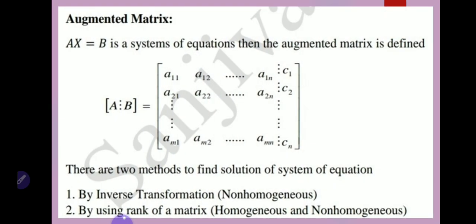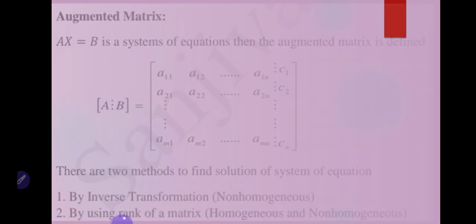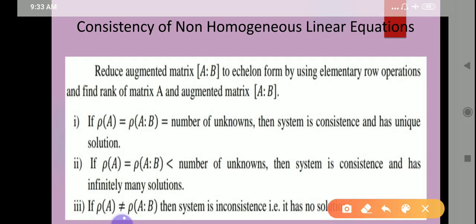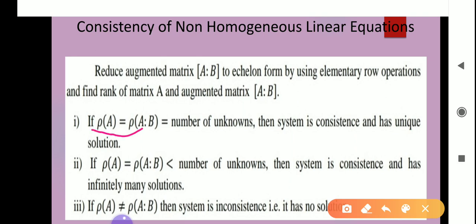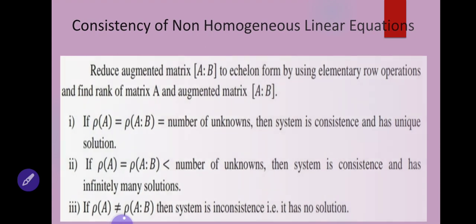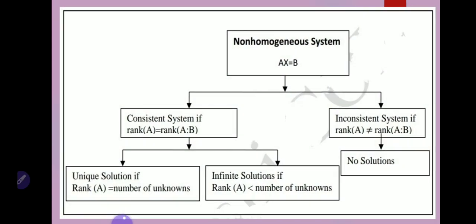So I am again repeating these three conditions. The first: the system is consistent if rank of A is equal to rank of AB. Okay, and the system has a unique solution if rank of A equal to rank of AB equal to the number of unknowns. The given system has an infinite number of solutions if rank of A equal to rank of AB is less than the number of unknowns. And the given system has no solution if rank of A is not equal to rank of AB, then we can say that the system is inconsistent. Inconsistent means it has no solution. Okay, so these three conditions are very important for solving problems.